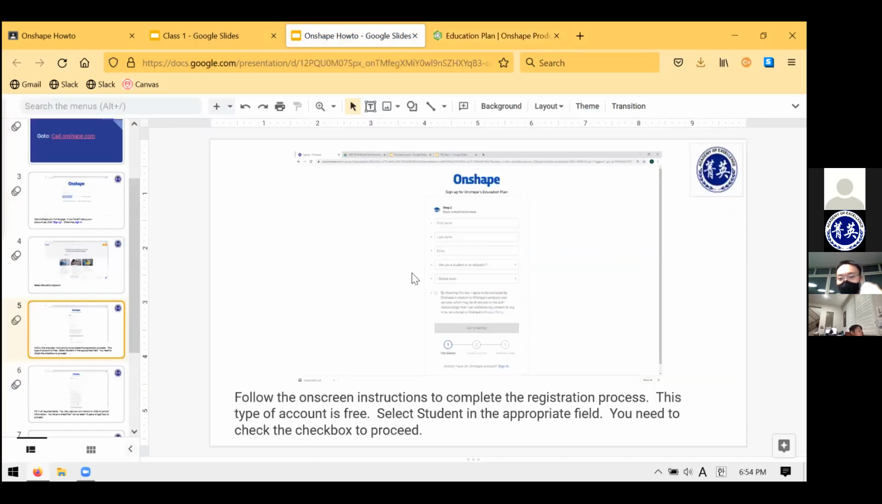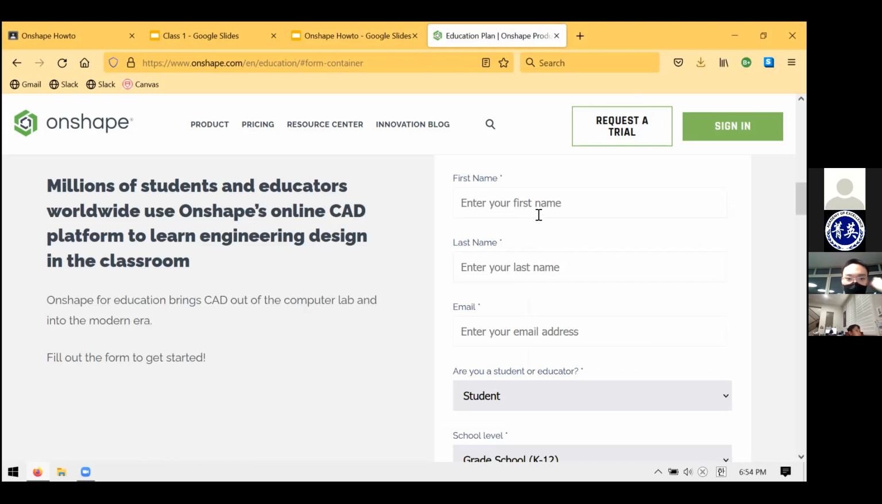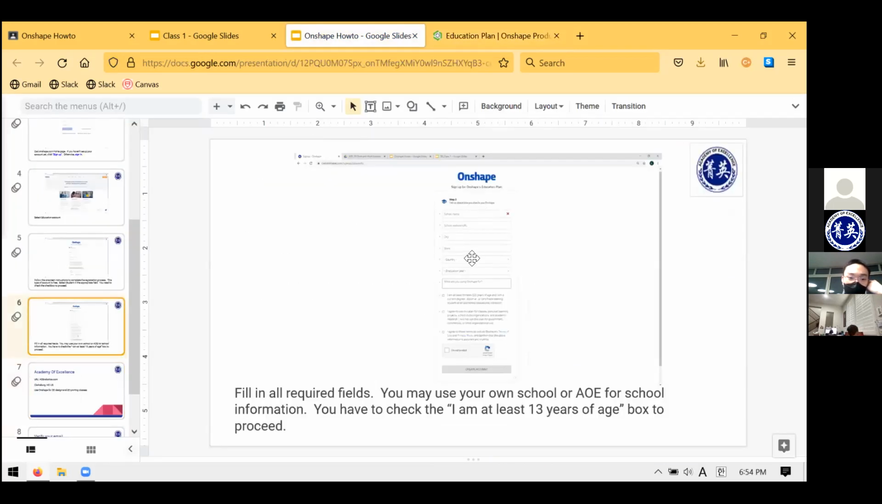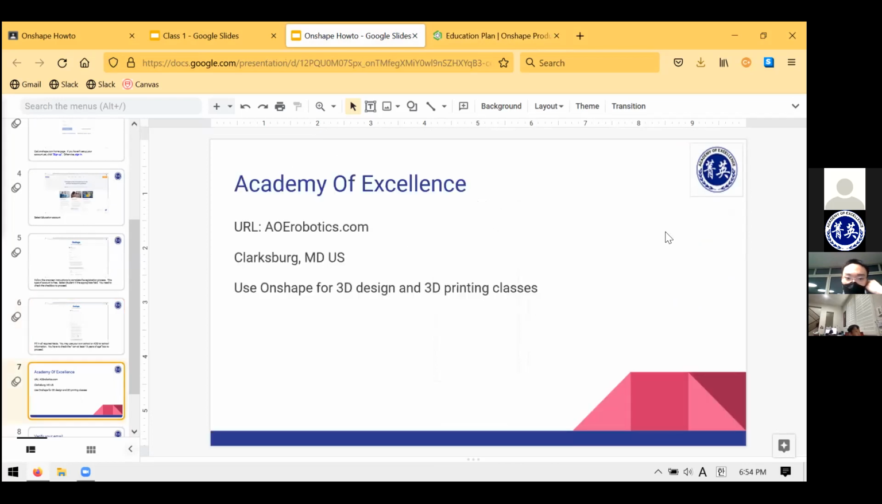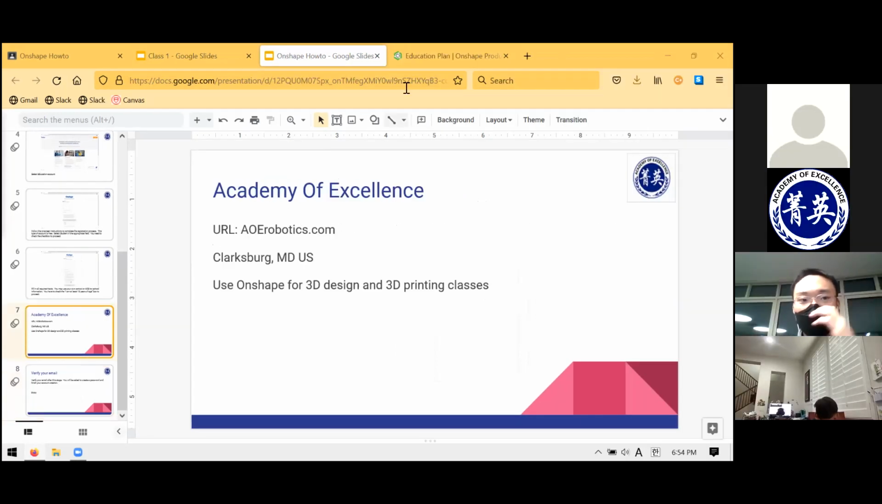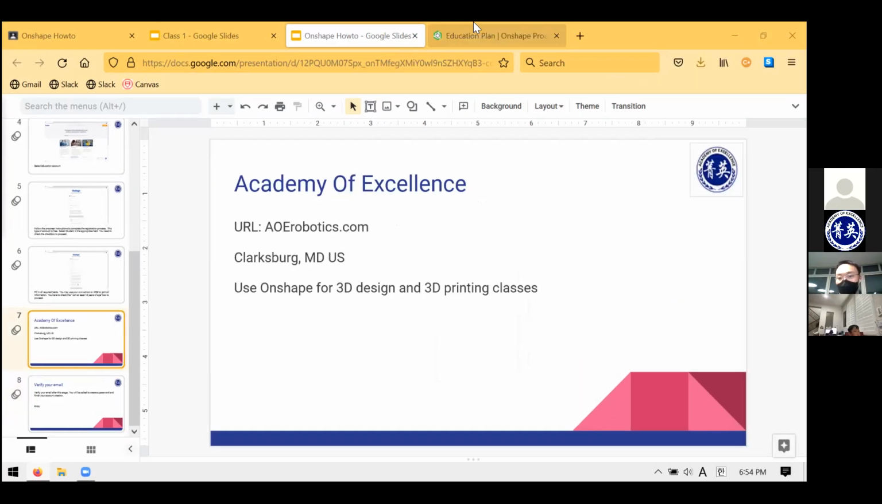I won't go through and show you creating another account because I already have one, but in the slides there are pictures of what to do here. If you're not sure about the school information, you can also put in information for the program. After that, it'll ask you to verify the email. And then finally, you'll be able to log into Onshape.